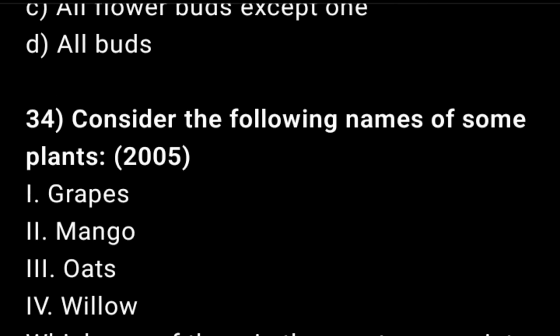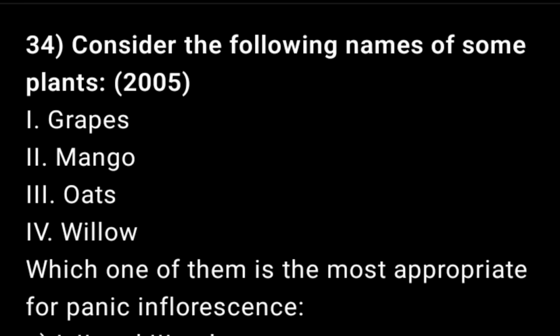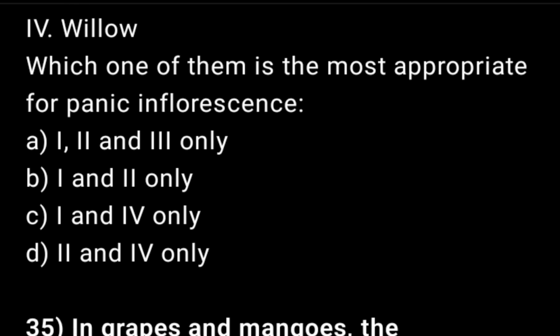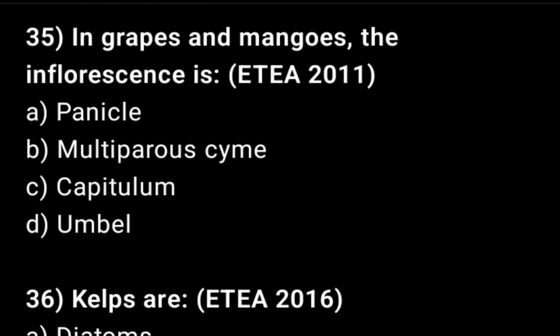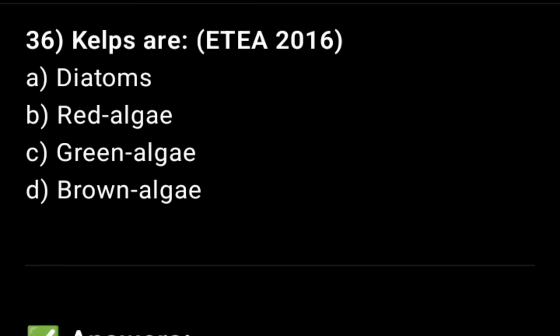2005. 1. Grapes. 2. Mango. 3. Oats. 4. Ivy. 5. Willow. Which one of them is the most appropriate for panicle inflorescence? A. 1, 2 and 3 only. B. 1 and 2 only. C. 1 and 4 only. D. 2 and 4 only. 35. In grapes and mangoes, the inflorescence is ETEA 2011. A. Panicle. B. Multiparacemi. C. Capitulum. D. Umbel. 36. Kelps are ETEA 2016. A. Diatoms. B. Red algae. C. Green algae. D. Brown algae.